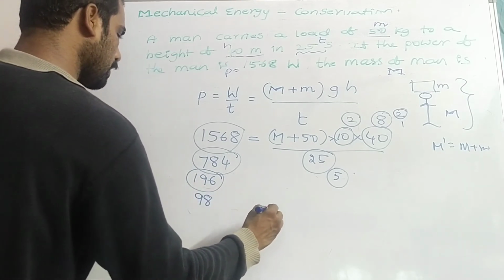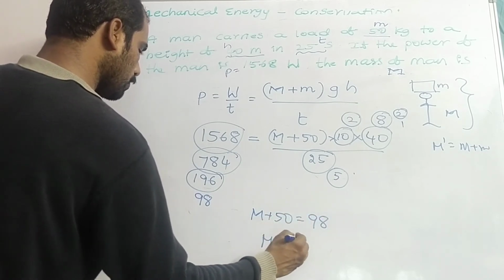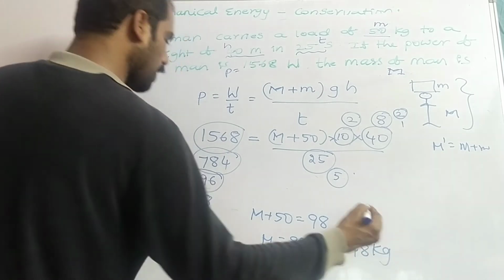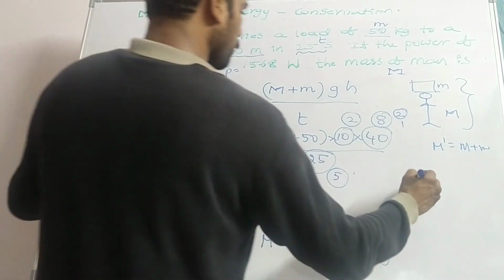Now m plus 50 is equal to 98. M is equal to 98 minus 50, that is equal to 48 kg. Mass of the person 48 kg.